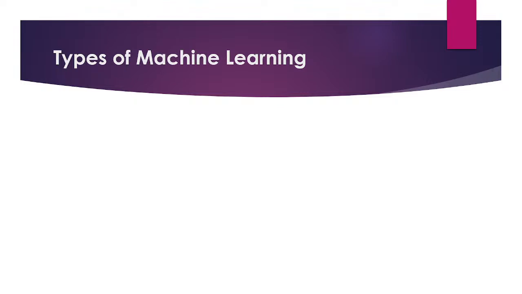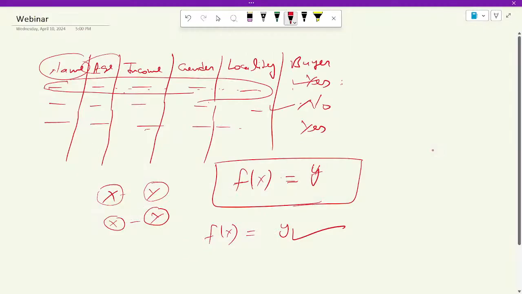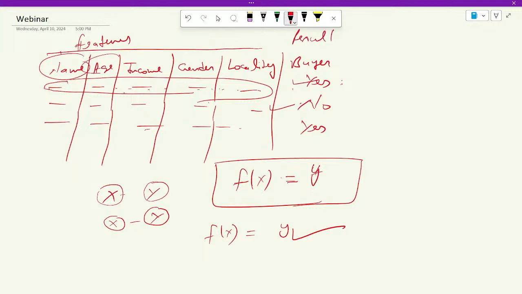Machine learning is again divided into two parts. The first is supervised learning, and the second we call unsupervised learning. Unsupervised learning is also known as deep learning. Now, the example that I have just taken is an example of supervised learning. In supervised learning, we can say these are the features or the attributes, and here this is the result. Sometimes we call it the target value.